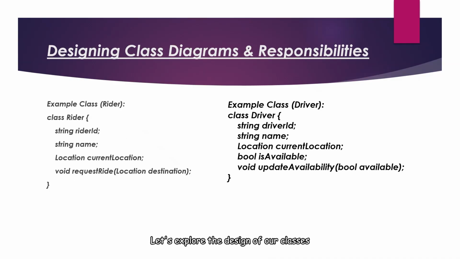Let's explore the design of our classes in more detail. First, we have the rider class. It contains attributes like rider ID, name, current location, and destination. The main function of this class is to request a ride, which involves providing a destination.